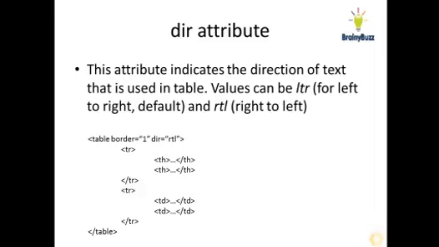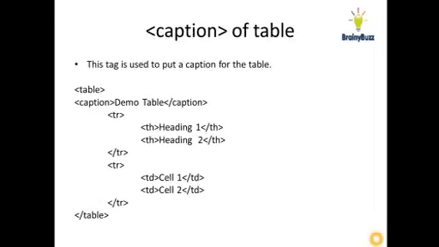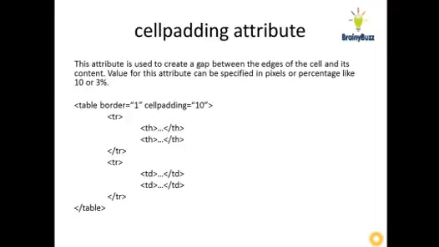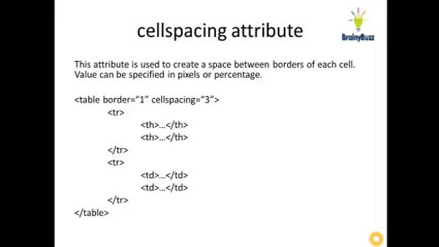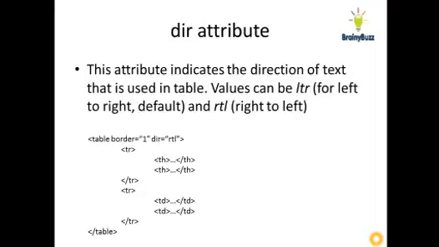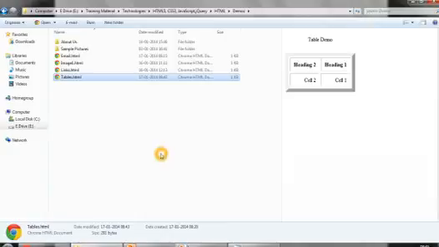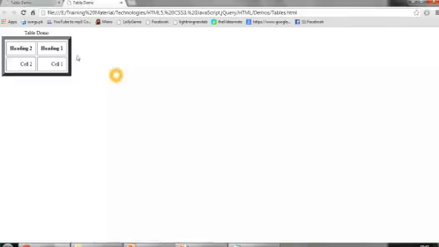So far we have seen how to create the table structure, how to give the caption and the border attribute, cell padding and cell spacing attributes. And we have also seen the dir attribute, like by default it is left to right, but we can change the direction from right to left. I'll just put it. So now your heading 2 is here and heading 1 is here.